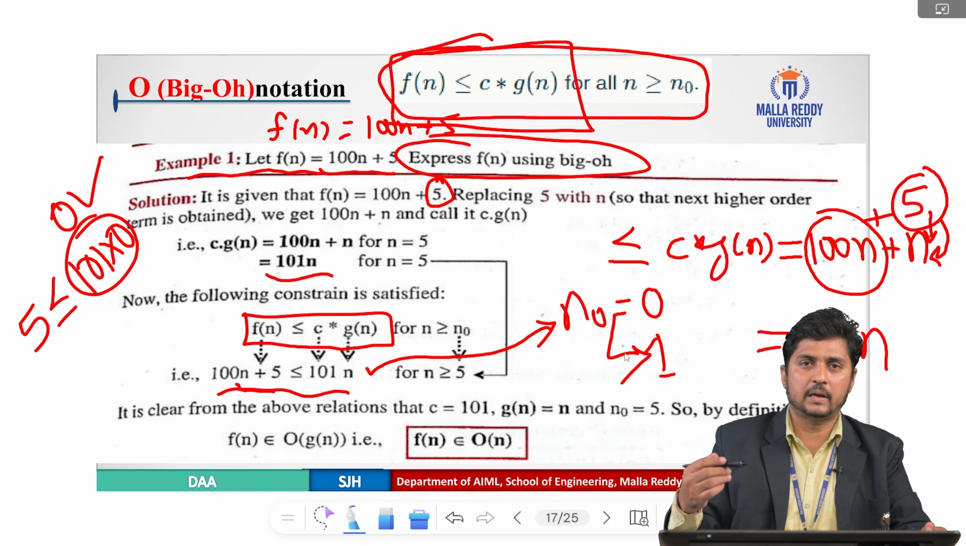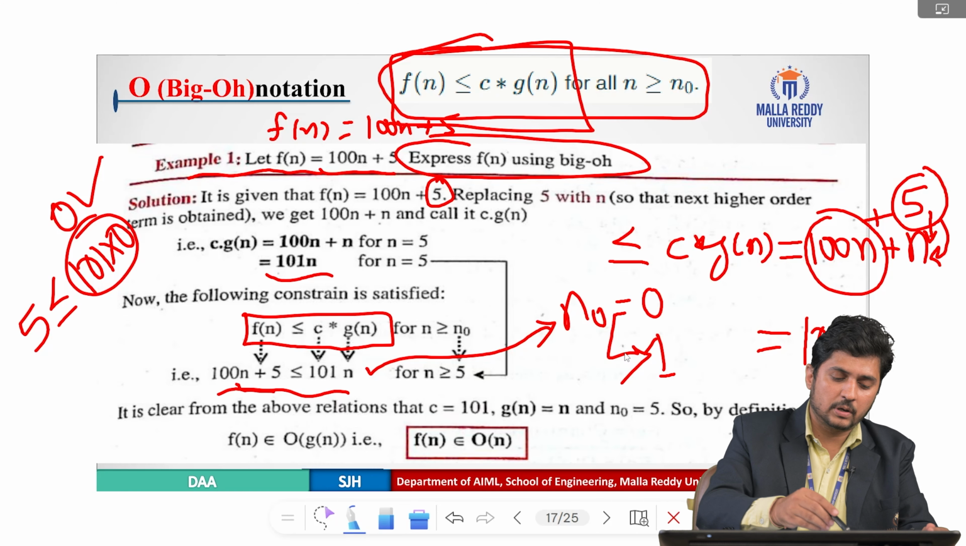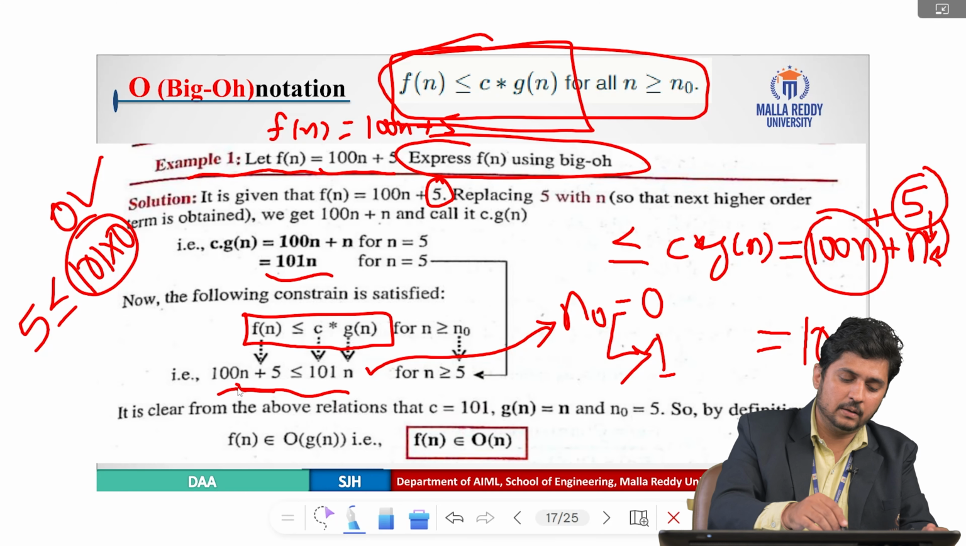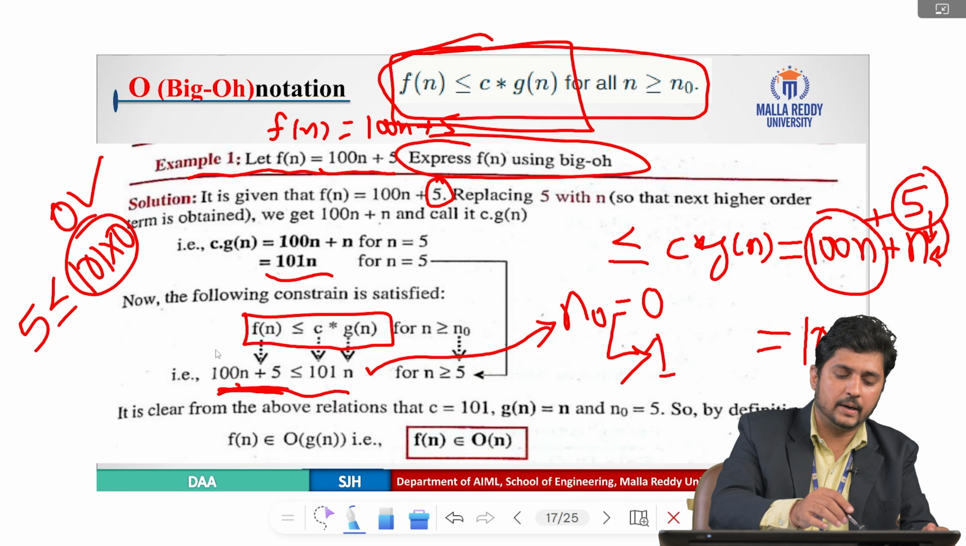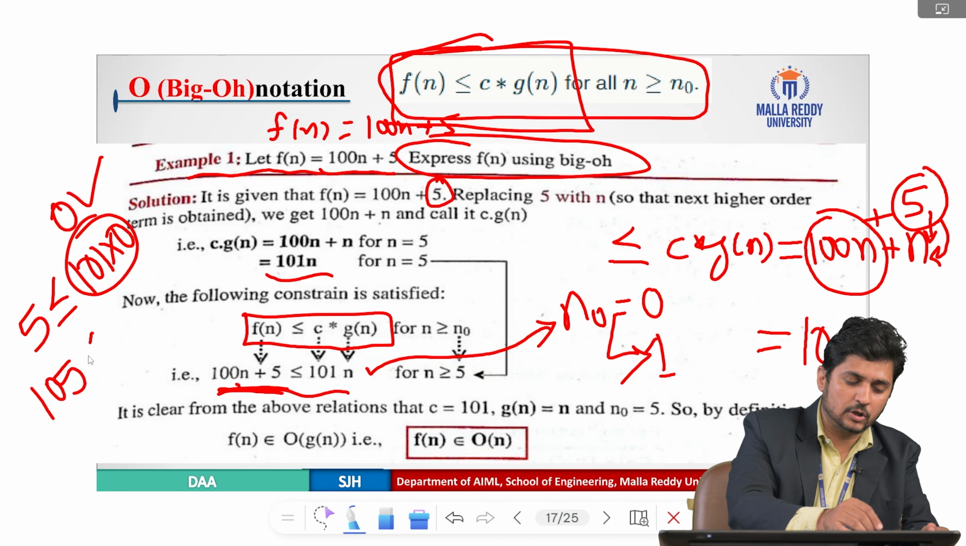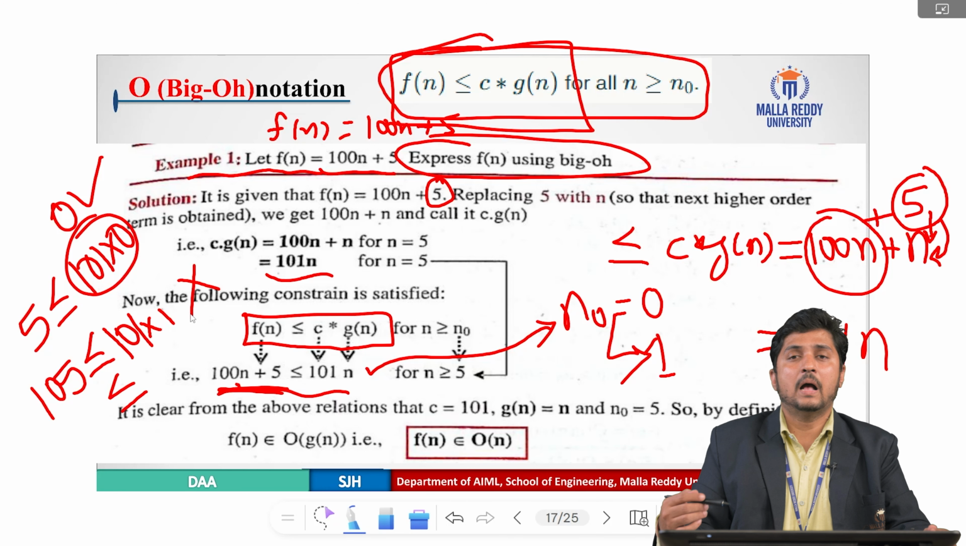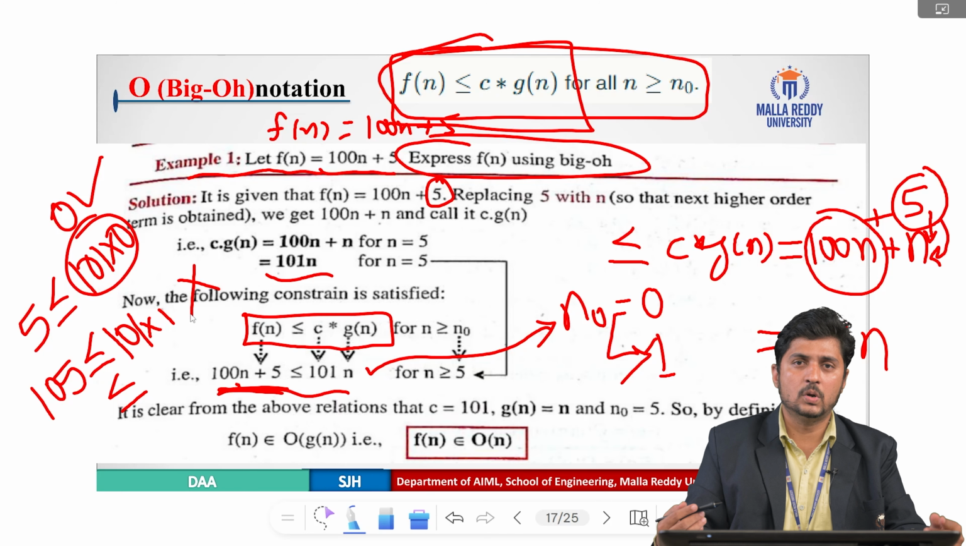The next hypothetical value I'll be taking is 1. So again that value 1 I'll be replacing in this particular equation, that is 1 into 100, so 100 plus 5, 105. Again I would like to check 105 less than or equal to 101 into 1. So it is going to be false. So hypothetically, when we check the n naught value, if it is 0, it is true. But once we check for 1, again it is false.